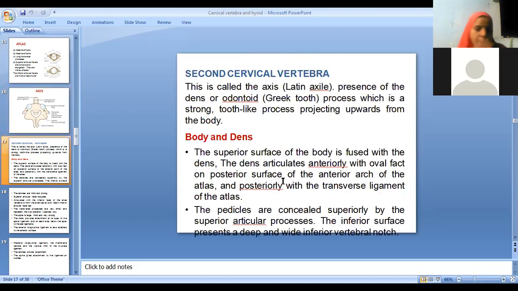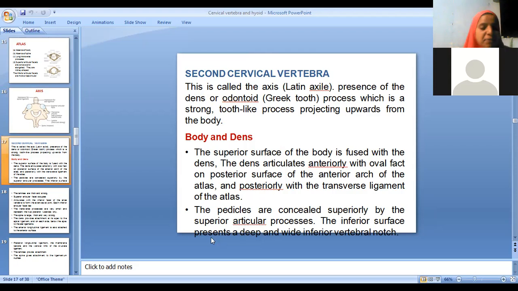The second cervical vertebra is the axis. We see the presence of the odontoid process, which is a strong tooth-like projection upwards. The superior surface is fused with the dens. The dens is articulating anteriorly with the oval facet on the posterior surface of the anterior arch of the atlas, which we have seen. Posteriorly, I said it is the transverse ligament, so the odontoid process will get the attachment of this transverse ligament. The pedicles are concealed superiorly because of the presence of the superior articular processes.